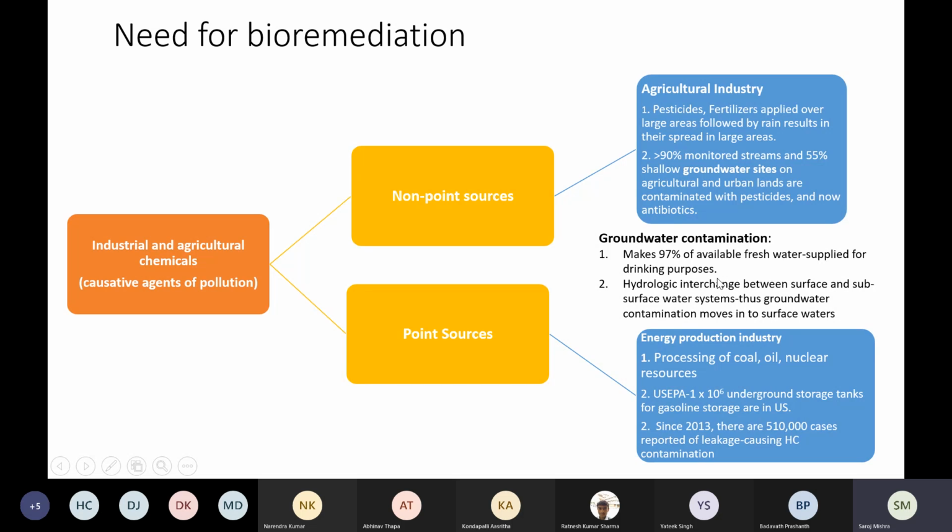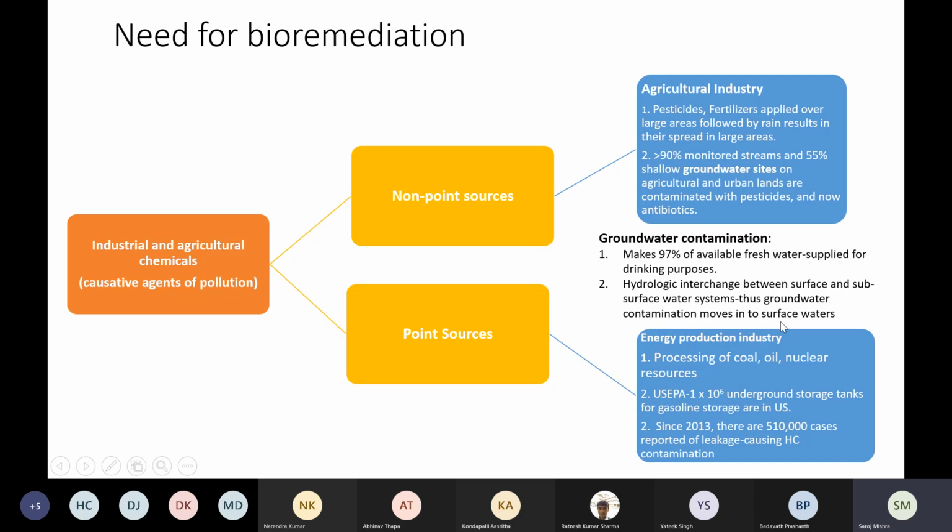So the water which is called potable water, which is the drinkable water, is actually taken from this groundwater. So if there is a contamination of this groundwater, you can be sure that the water which you are getting at your home is also likely to be contaminated. Number one. Then there is also a continuous hydrologic, or water, interchange between the surface water and the subsurface water system. Therefore, the groundwater contamination can also move into the surface waters.